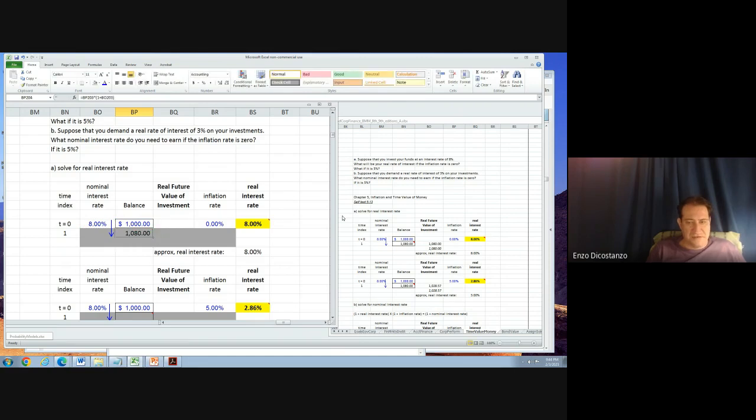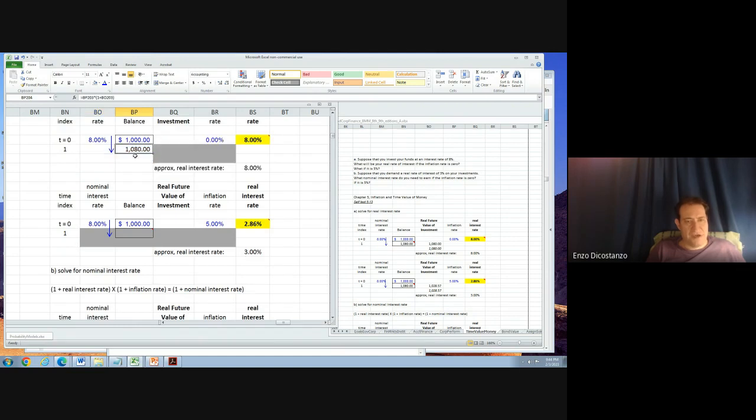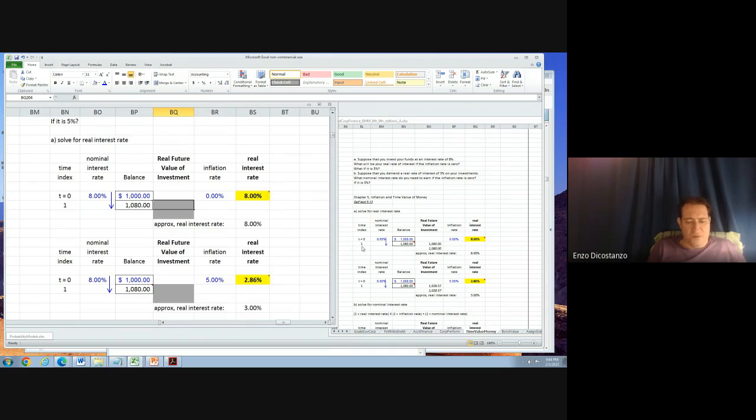1 plus 8%. I can just copy and paste this here. It's the same thing. And I could even just leave 1 here. I don't need to keep repeating myself. What we could do is just say equals 1,000 times 1 plus nominal divided by parentheses 1 plus inflation. 1,080. Don't worry about doing it another time.